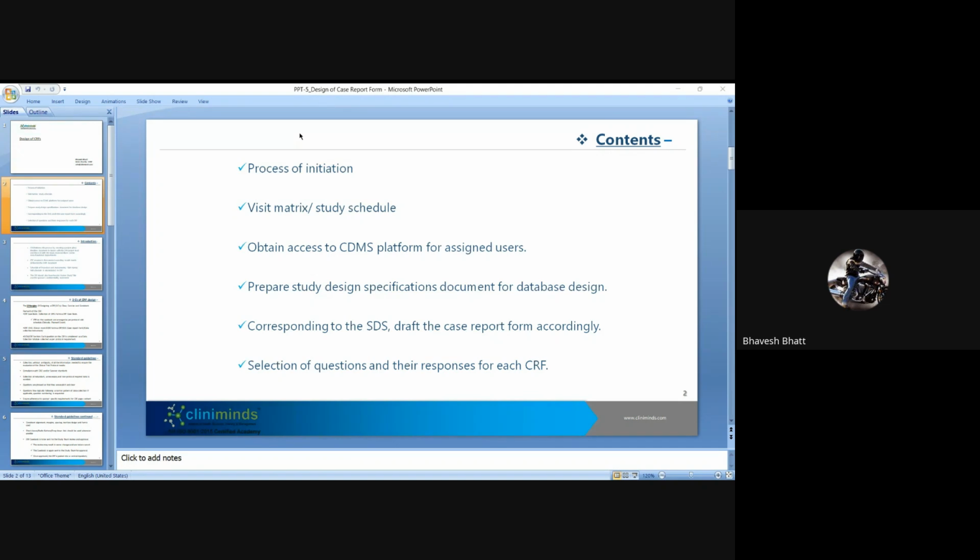So this particular concept of selecting questions and thereby responses is also going to be helpful to us when we are designing or drafting our eCRF completion guidelines. Because based on what we are going to be capturing on the CRF, our guidelines as well are going to be in line with it.